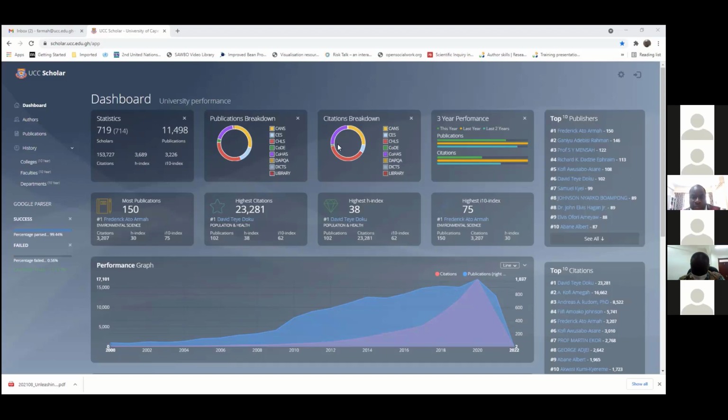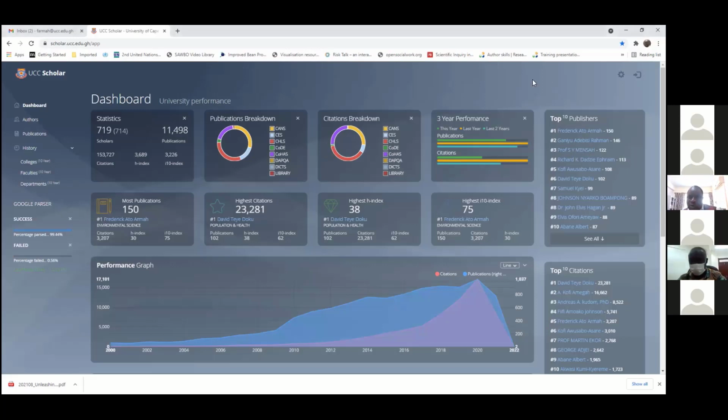And then this is the citation breakdown. The one that I just spoke to is the number of publications, and this one is the number of citations. So you realize that a disproportionate share of the citations has been contributed by the College of Humanities and Legal Studies, followed almost evenly by the College of Agriculture and Natural Science, and the College of Health and Allied Sciences, as we can see over there.